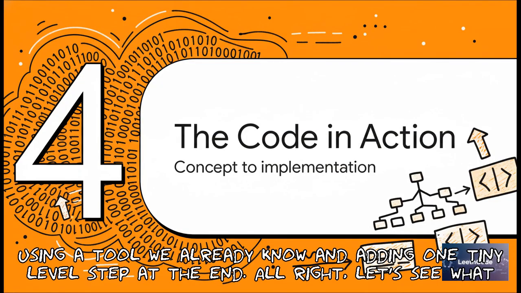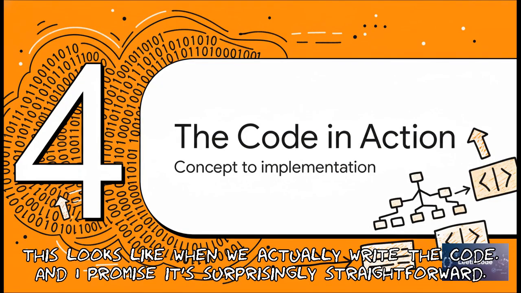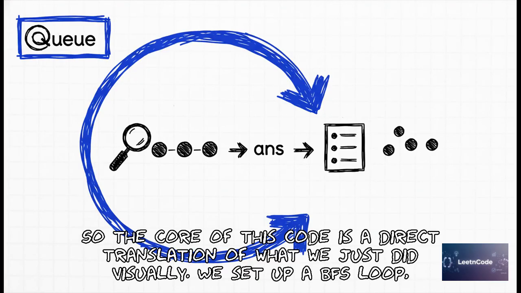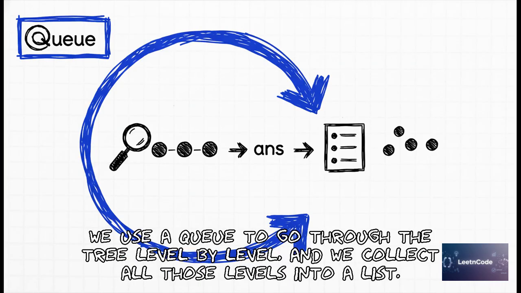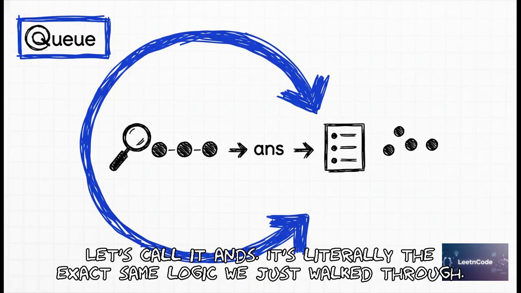All right, let's see what this looks like when we actually write the code. And I promise, it's surprisingly straightforward. So the core of this code is a direct translation of what we just did visually. We set up a BFS loop, we use a queue to go through the tree level by level, and we collect all those levels into a list. Let's call it ans. It's literally the exact same logic we just walked through.